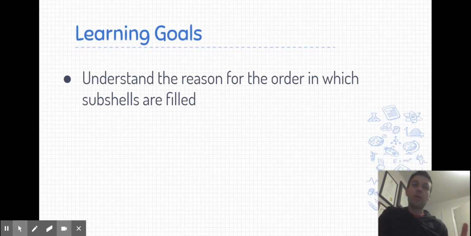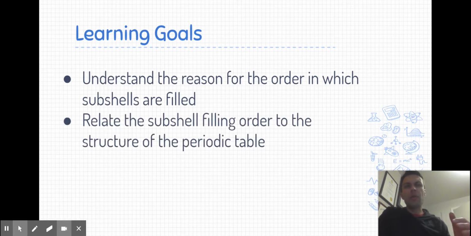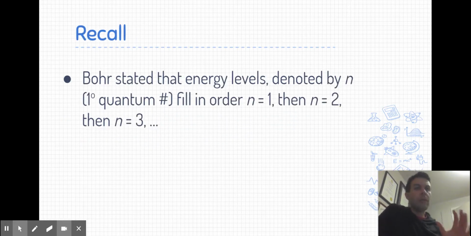So in this video, we are going to look at the reason for the order in which the subshells are filled. And then we are going to relate that order to the structure of the periodic table to make a connection there. Recall when we learned about the Bohr model of the atom, one of the properties of the Bohr model was something that was referred to as the Aufbau Principle, that energy levels fill from the lowest value of n to the highest. So n equals 1 fills first, and then n equals 2, then n equals 3. Or the first energy level fills, then the second, and then the third, and so on and so forth.